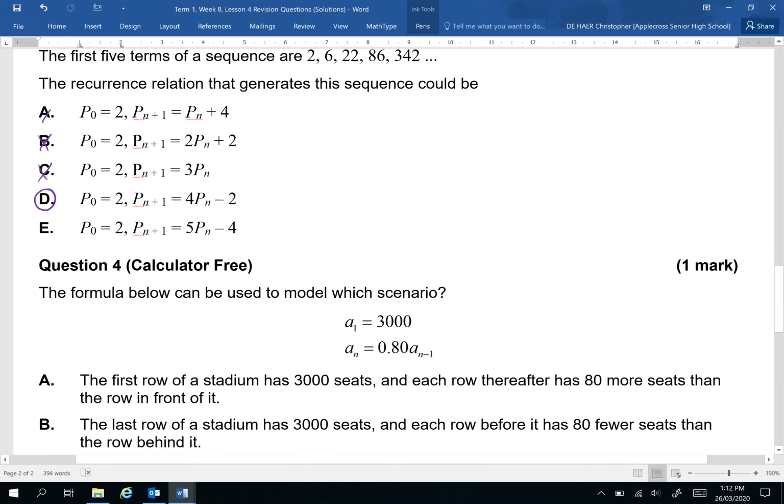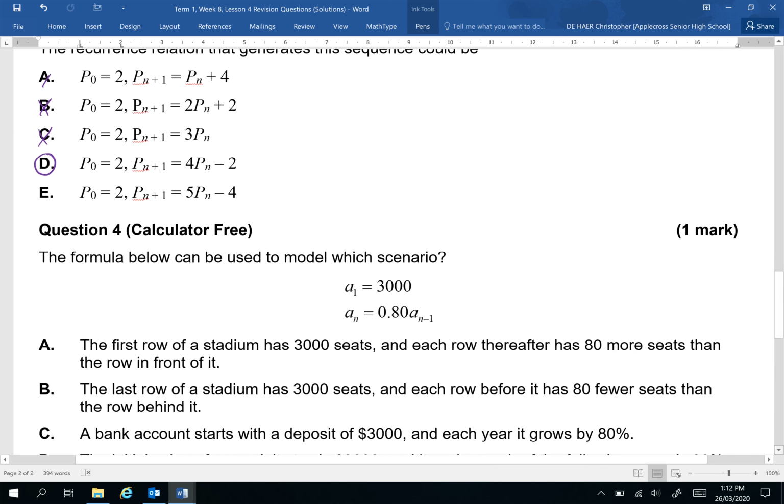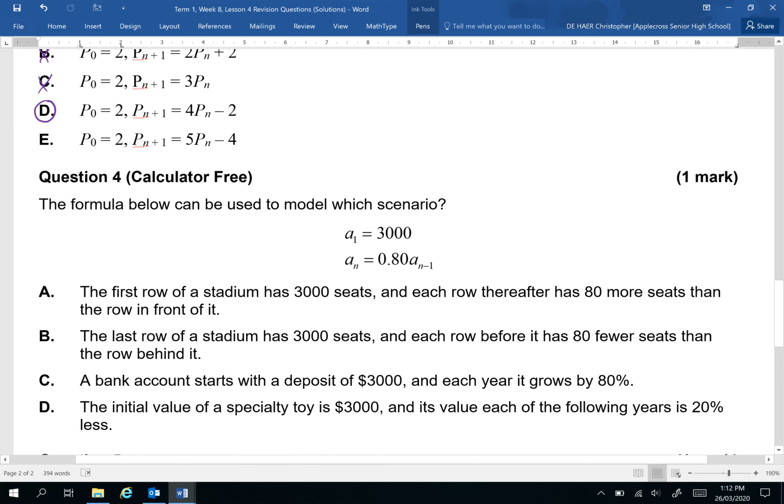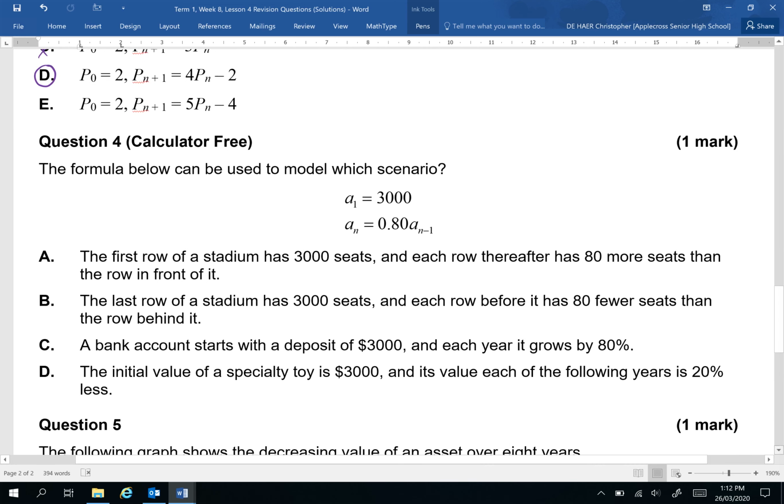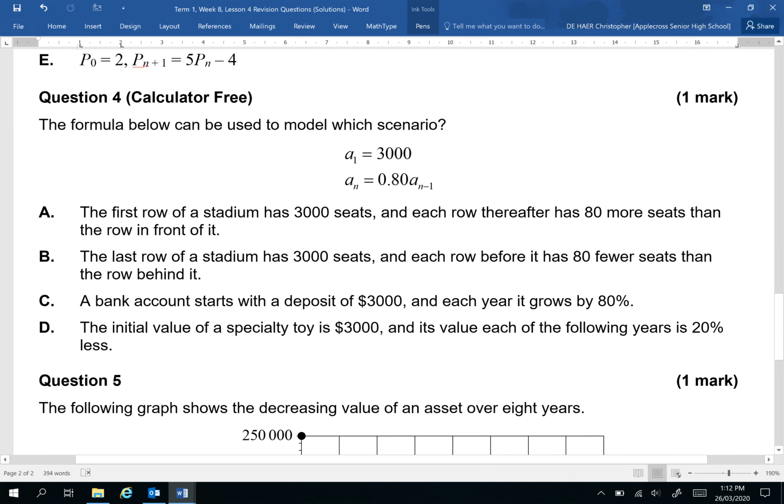In question 4, we've got a recursive rule here, and we're asked which of these could be used to model the scenario. Well, it's a geometric sequence. We've got a common ratio of 0.8. So that means that we're repeatedly multiplying by 0.8. You could look at this in a couple of ways. That means that it's either being multiplied by 0.8 or it's decreasing by 20% each time.